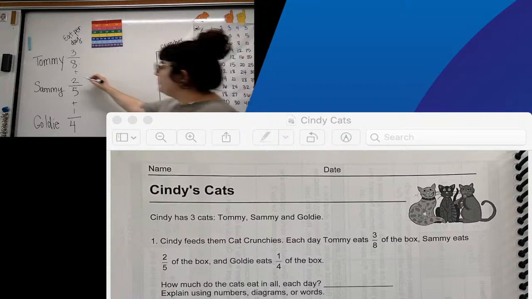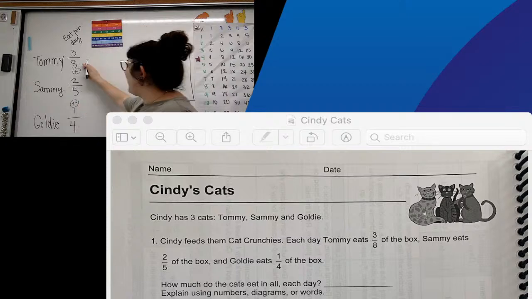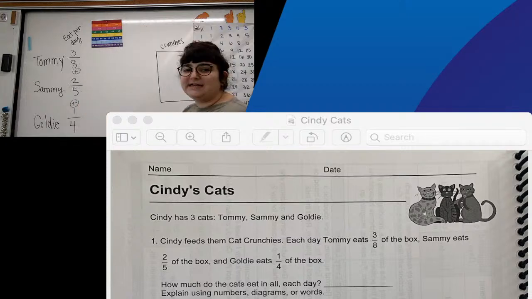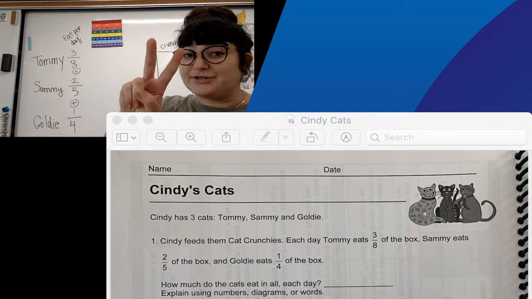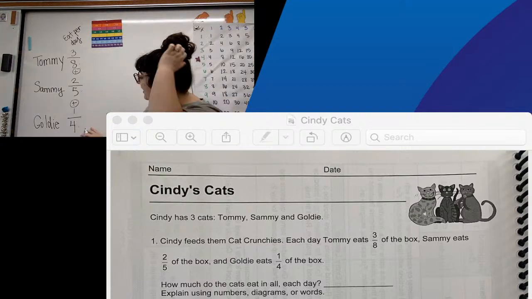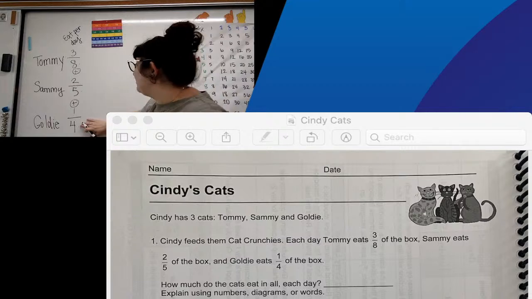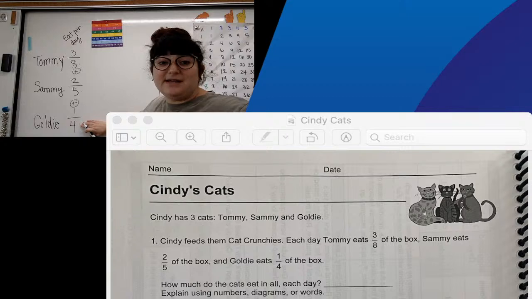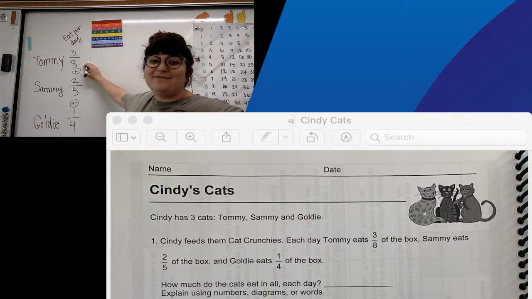So there are a couple different strategies I've taught us of how we can go about finding a common denominator. We have 3, not 2, 3 denominators that we need to consider. And now I also have to really think deeply about what number 4, 5, and 8 have in common.